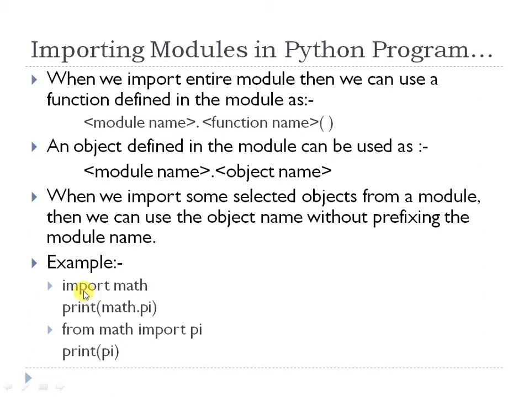Suppose you are writing import math. You have imported the entire module and now you want to use the constant pi of this. Then you will write print math.pi. But if you have only imported pi using the line from math import pi, then if you want to use the value of pi, you will directly write print pi. So this is the difference. If you are using this from import command, then you can name the object directly without the module name.